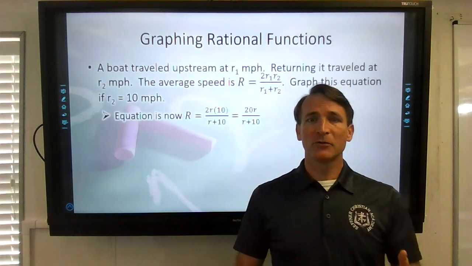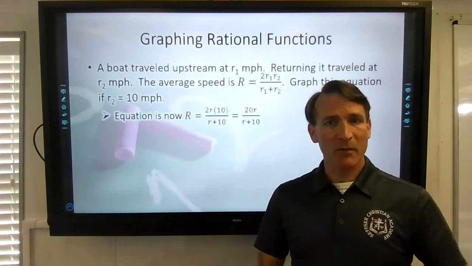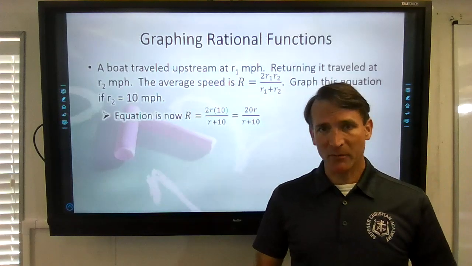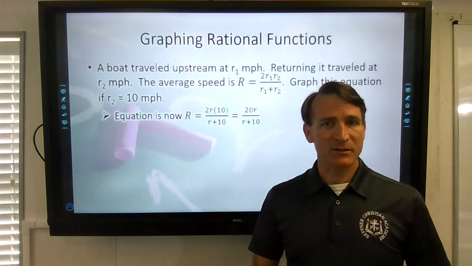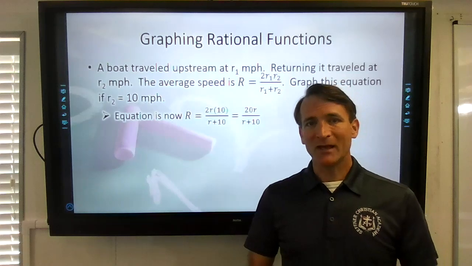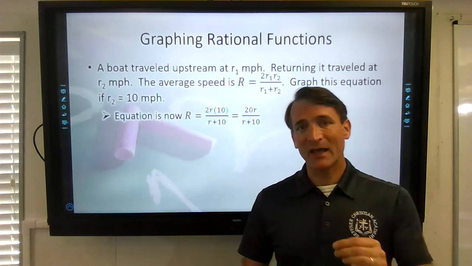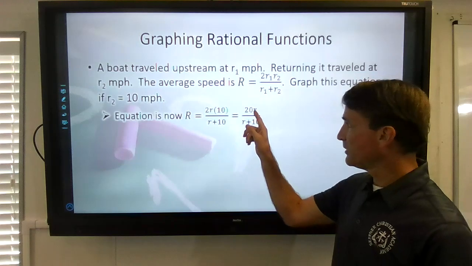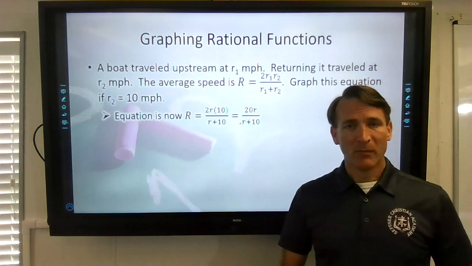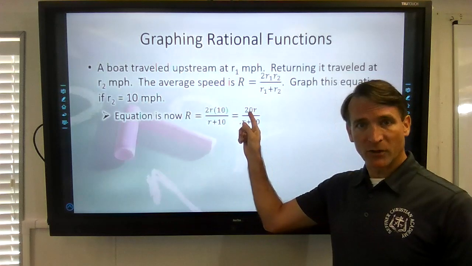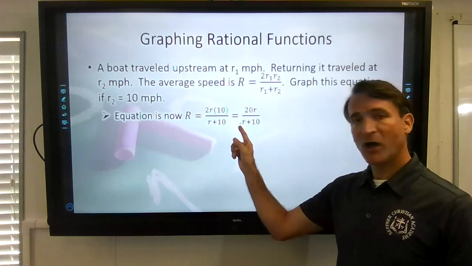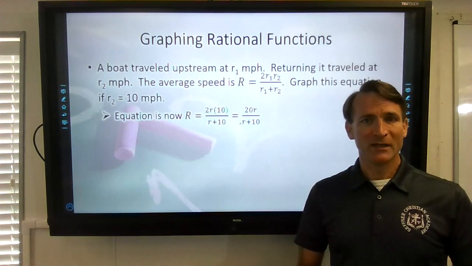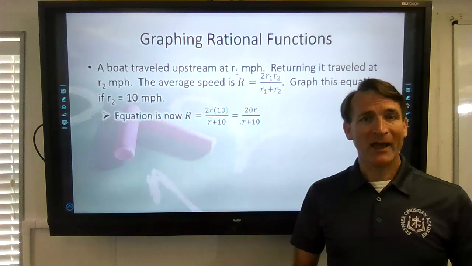Now, what is the degree of my numerator and what is the degree of my denominator? Well, the degree of my numerator is the same as the degree in my denominator. So what does that tell me about asymptotes? That tells me I now have a horizontal asymptote. Where is that horizontal asymptote located? That horizontal asymptote is going to be located at 20 over 1. My coefficient of my r term in the numerator divided by the coefficient of my r term in the denominator. 20 over 1 is equal to 20. So I have a horizontal asymptote at 20.